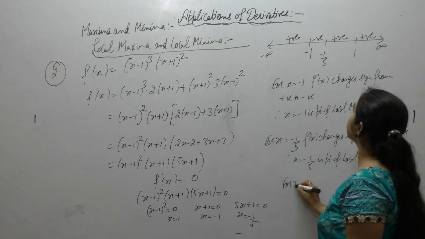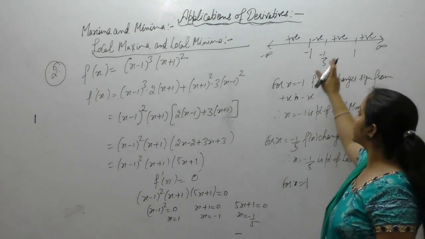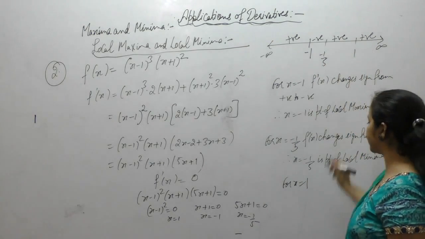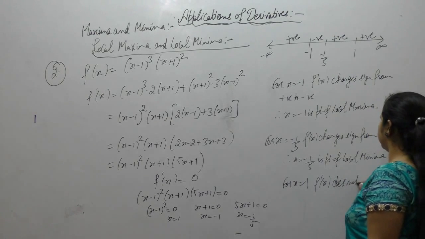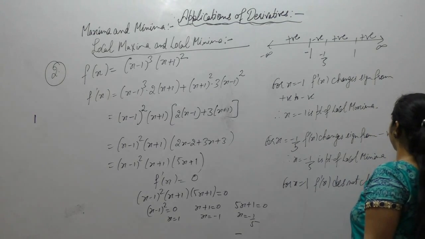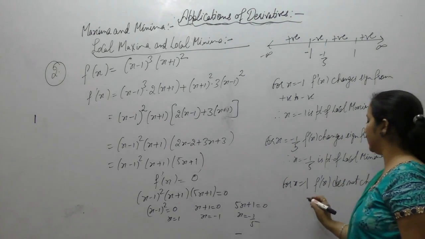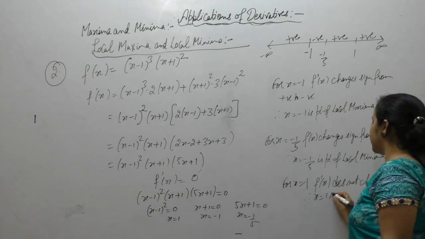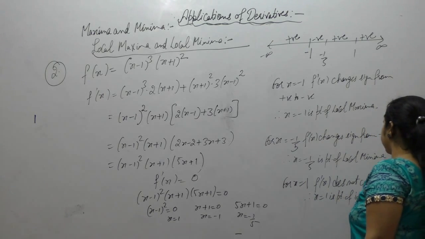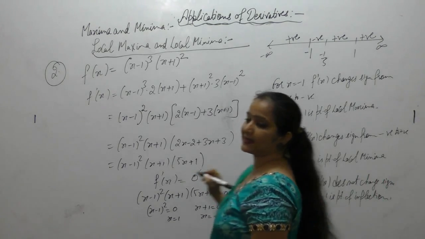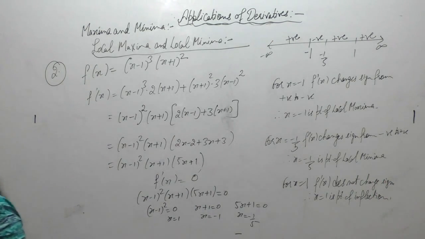And for x equals 1, the function f dash x has a positive sign. f dash x does not change sign. It is positive on both sides. Therefore, x equals 1 is a point of inflection. x equals 1 is a point of inflection.